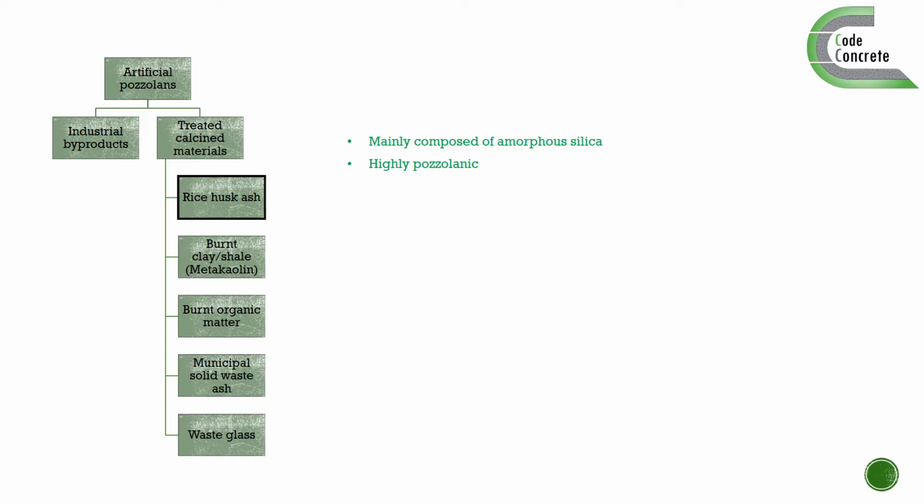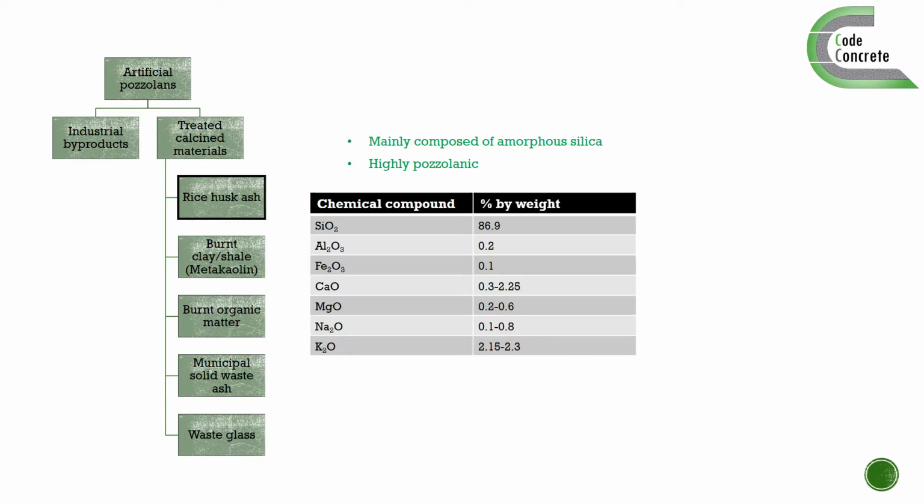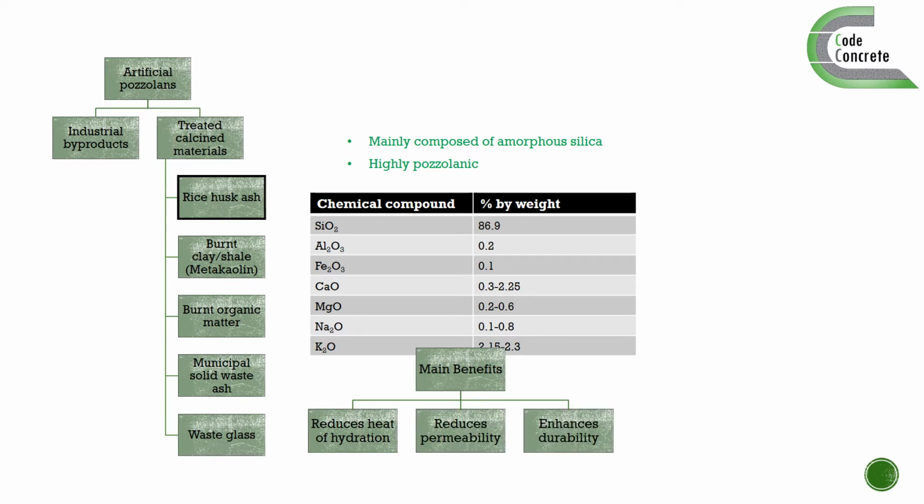Its chemical composition may vary depending on the treatment, such as the burning temperature, however silicon dioxide remains the primary component. The typical chemical composition of rice husk ash is as follows, where silicon dioxide is the main compound with a content about 87% by weight. Rice husk ash is known to reduce the heat of hydration and the permeability, and enhance the resistance against chloride and sulfate attacks in concrete.